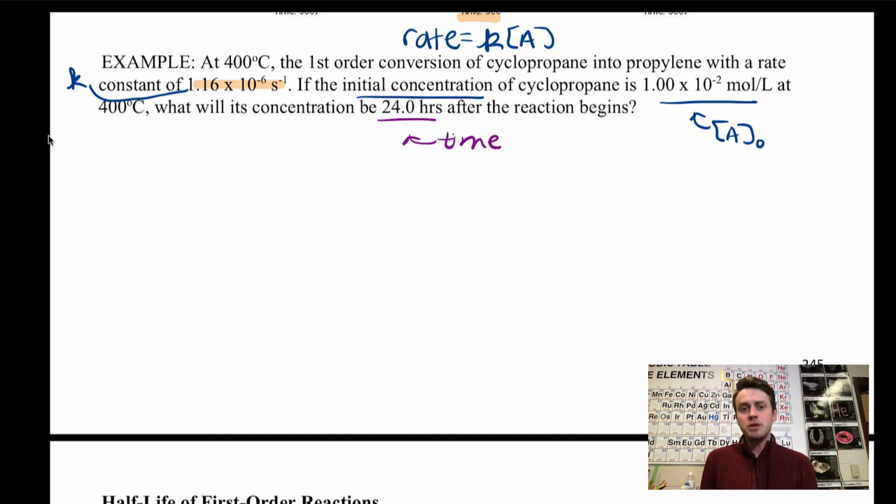One thing I want you to be very, very cautious of, and this is the case anytime we have a calculation, is that you are very careful about your units. Since this is in hours and this is in per seconds, we're going to have to do a conversion to make sure it cancels out.